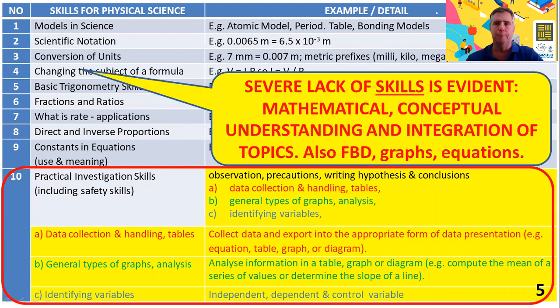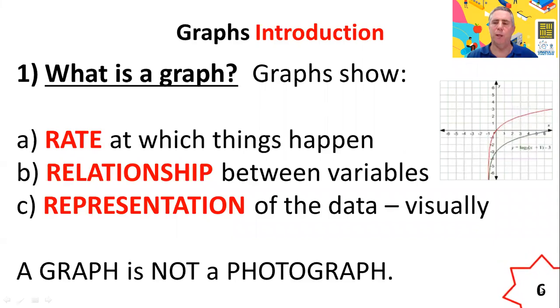All of these things are needed for successfully drawing and analyzing graphs, not just for Matric, but in life in general. So if you can turn with me in your booklets to page 6, a new page, and let's just look at an introduction to graphs. Now, the first question one should ask is, what on earth is a graph? Well, it's very easy to remember with 3 R's. Graphs show 3 things. They show the rate at which things happen, they show a relationship between variables, and they can show a visual representation of the data. Just a warning, which I'll come back to, that a graph is not a photograph.